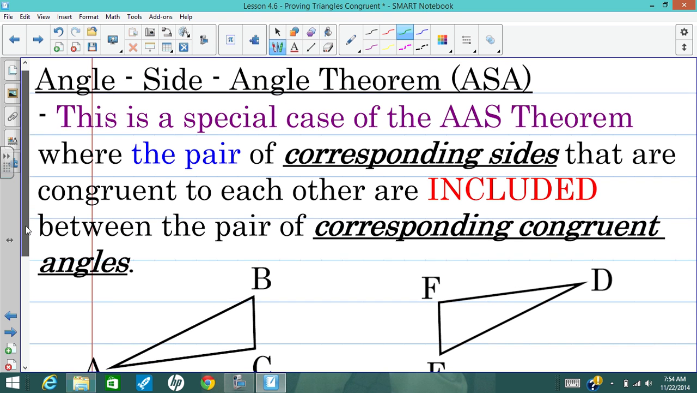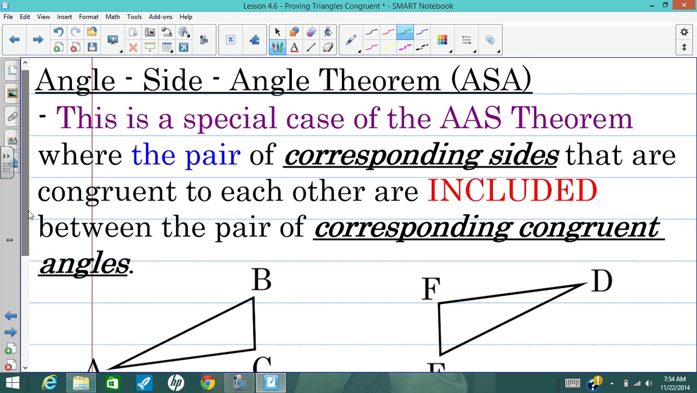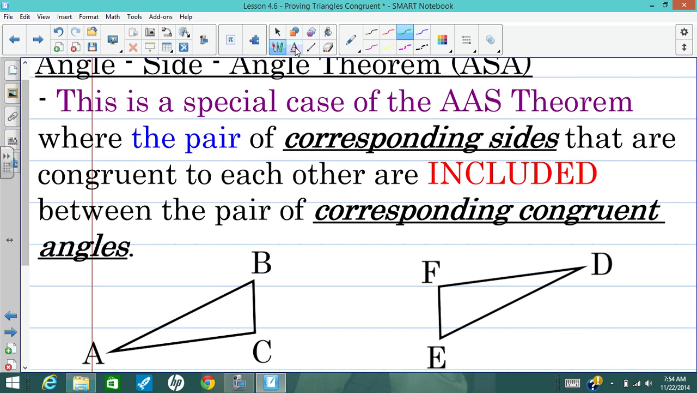We also have an angle-side-angle theorem. It's a special case of the one we just discussed, angle-angle-side. So let me mark up two angles, A and D, B and E. And this time, to make it angle-side-angle, my side has to be included between the two angles. So this is different than angle-angle-side because the side is between. It actually makes both of the angles that we're using.